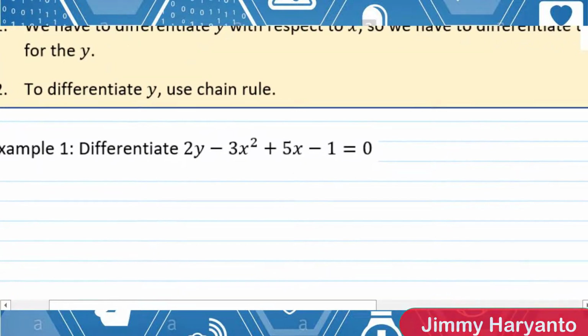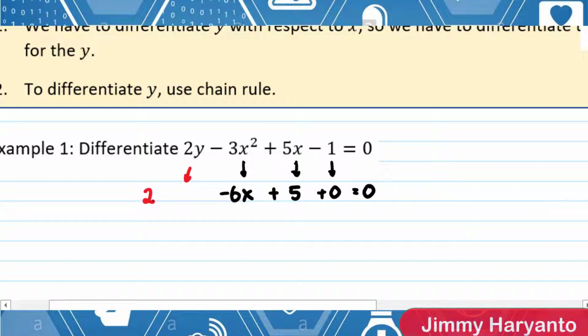So first is take a look at the x. For the x, you only have to differentiate it normally. So you will have negative 6x and then plus 5 and then plus 0 for this one. And for the 2y, you will differentiate it using chain rule. Okay, so chain rule gimana caranya?